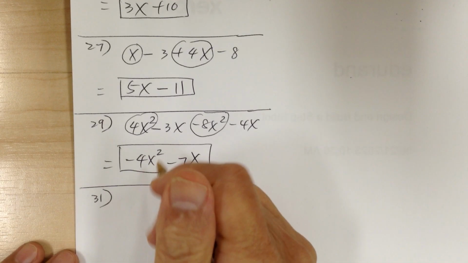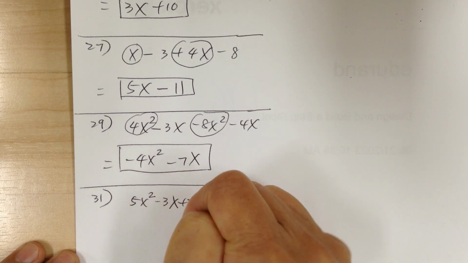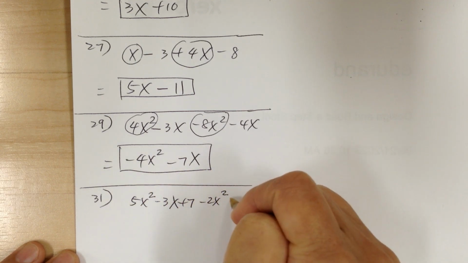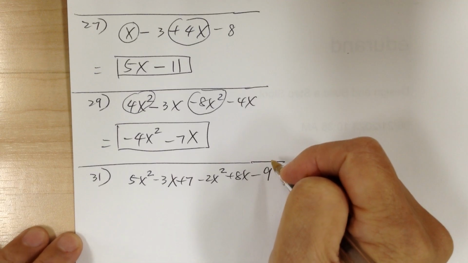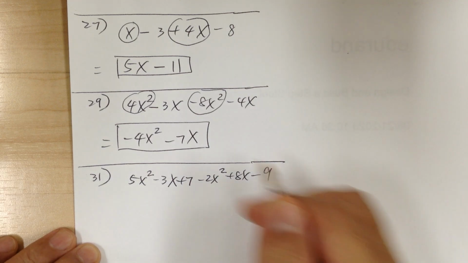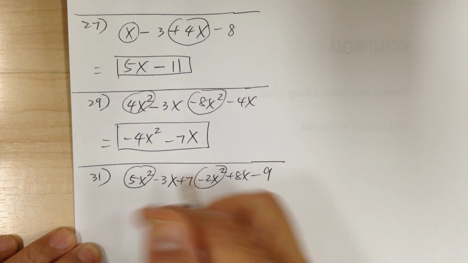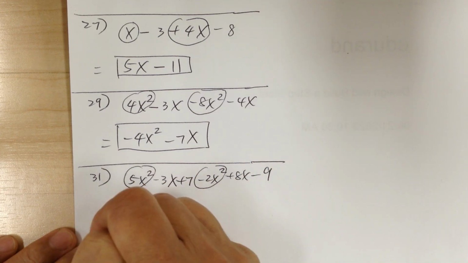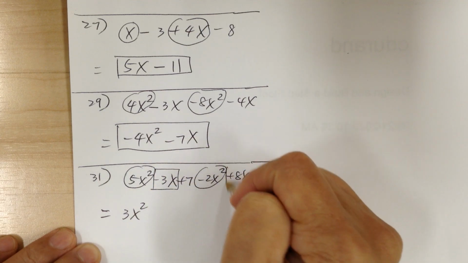Okay, number 31. You have 5x squared minus 3x plus 7 minus 2x squared plus 8x minus 9. Okay, so you can start with the highest degree term. So let's start with the square. Okay, so 5 minus 2 would be 3. So you can start with the square, and then you do the next one.